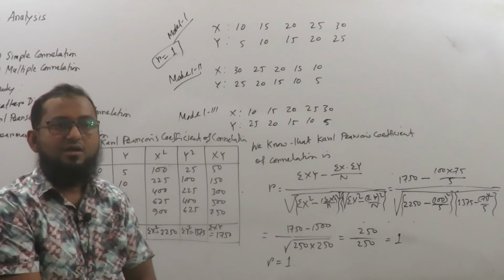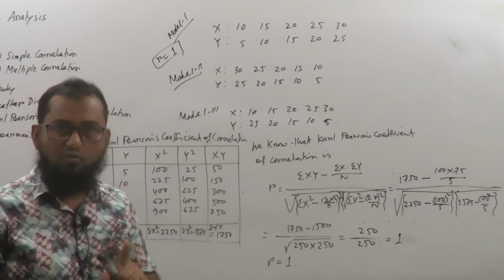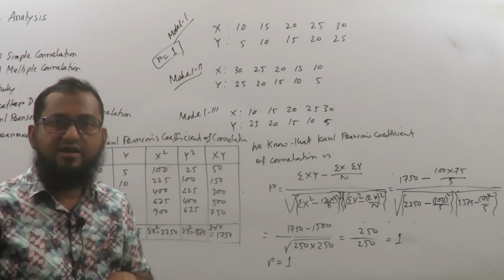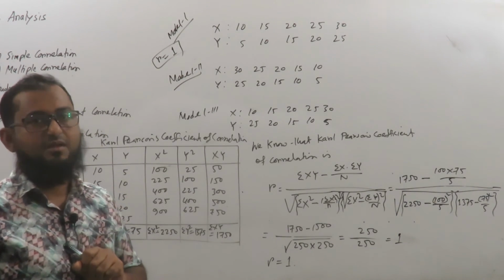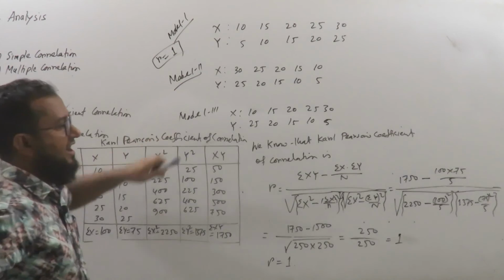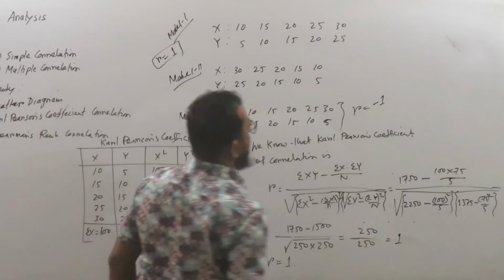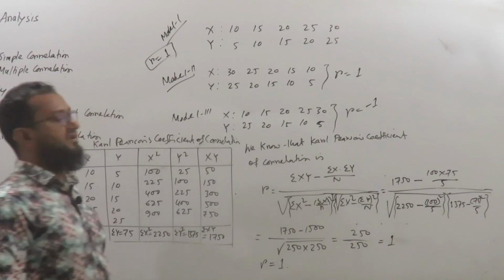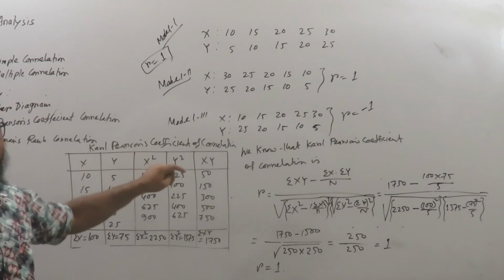And we also know the explanation of the result. The result is 1, and the explanation is, since r equal to 1, the relationship between the two variables, x and y, is perfectly positive. But when you solve model 3, I'm sure r equal to -1. Just try yourself at home with the help of the table and the method.